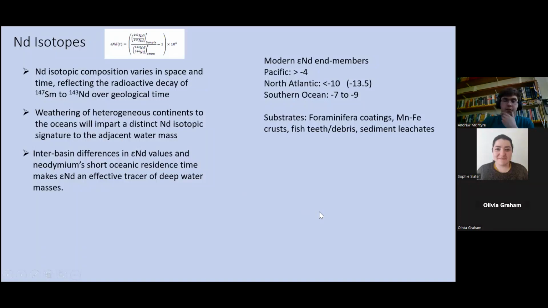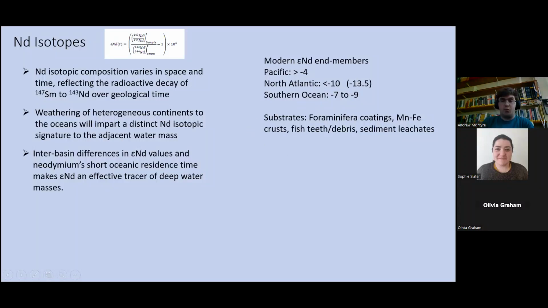Okay. So some good ideas on some end member numbers to just keep in mind. The modern day Pacific has values of greater than -4 typically. The North Atlantic is very low, so -10s down to around -13.5. And the Southern Ocean is sort of in between, an intermediate value reflecting the mixing of North Atlantic waters and Pacific waters, around -7 to -9.